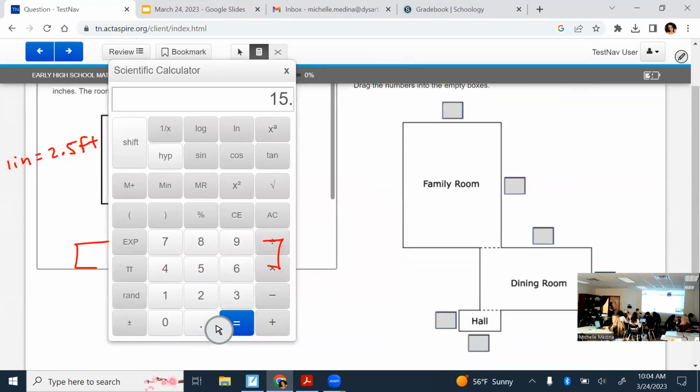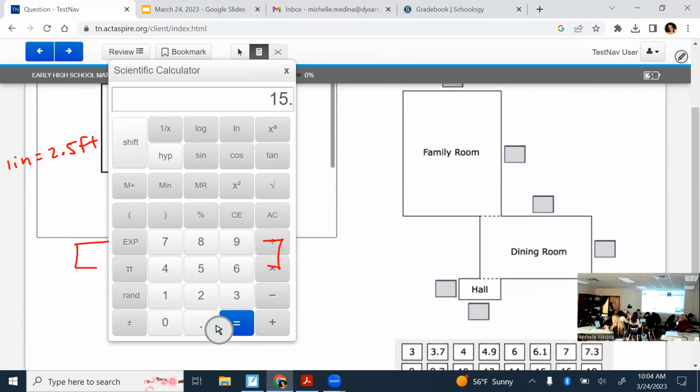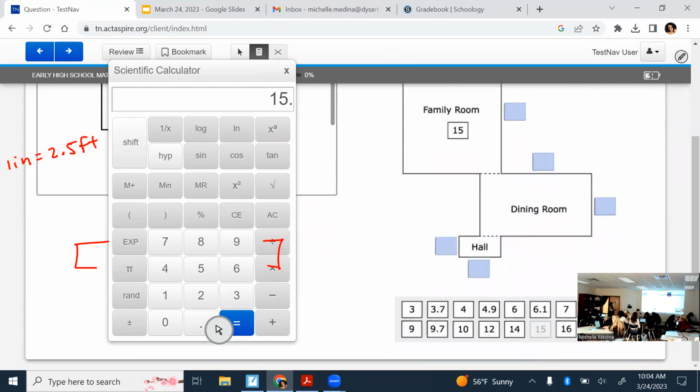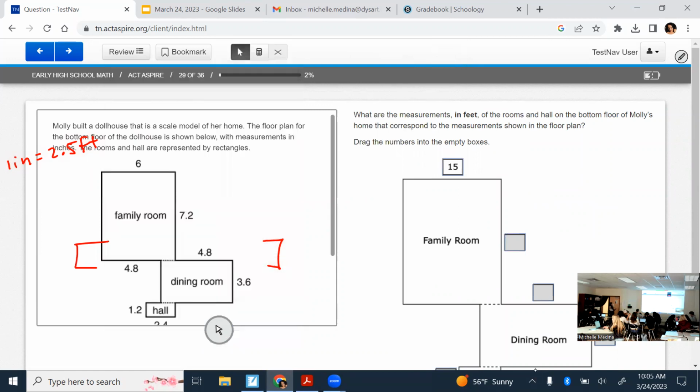So that's why I'm going to drag and drop a 15 all the way up there if I can. There. And then same process for the rest of them. Take every single other measurement that they want to call for, times it by the scale factor, 2.5, and then go from there. What if they gave you the actual feet and they want you to make it into the model? What would you do instead? You would divide by 2.5.